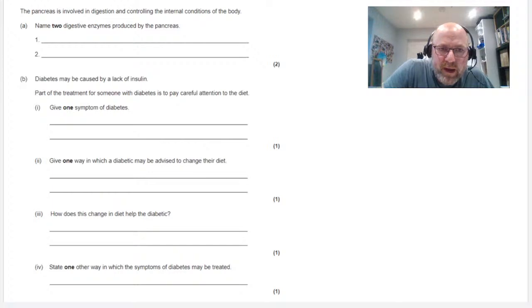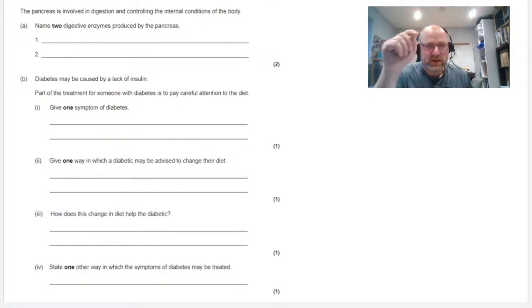All right. Final two questions. How does this change if you have less carbs? How does that help a diabetic? Yeah, it reduces their glucose levels, so they're not going to go as high. State one other way in which you can treat diabetes. That's right, less carbs. Yeah, it decreases the glucose levels.